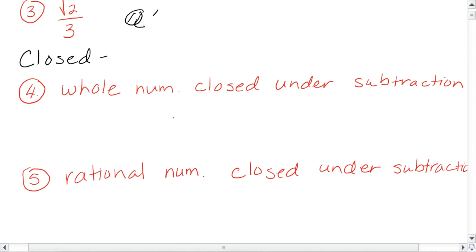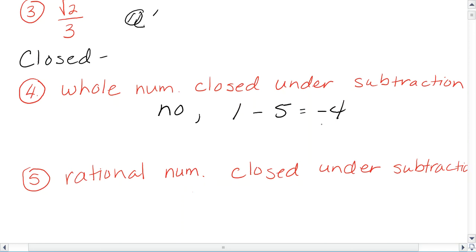And when you say no, you have to give a counterexample. In other words, show why it's not the case. If I take a whole number, for instance, of 1, and I subtract 5 from it, I end up with a -4, and that certainly is not a whole number.